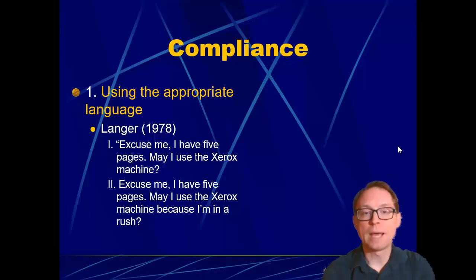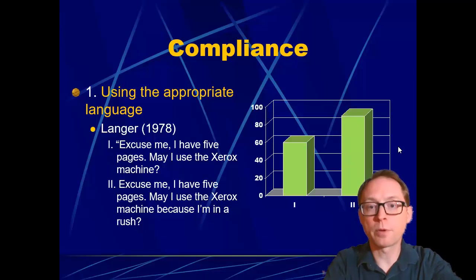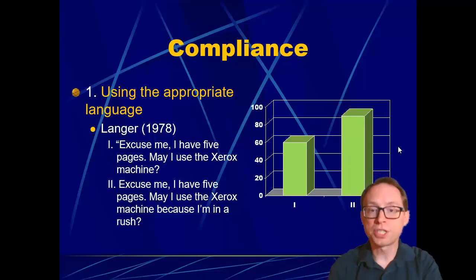Okay. Now, let's look at the results of who complied to the request. How many people complied to the request? So this is the percentage. This is the percentage of compliance. So about 60% of the people, when you said, hey, excuse me, I have 5 pages, can I use the Xerox machine? About 60% would say, oh, okay, and let the researcher cut in line. But when they were given a reason, now in this case, this reason is not very good because I'm in a rush. That's not a very good reason. I'm in a rush, yeah, so what? You're in a rush. We're all in a rush, right? So what does that have to do with it?